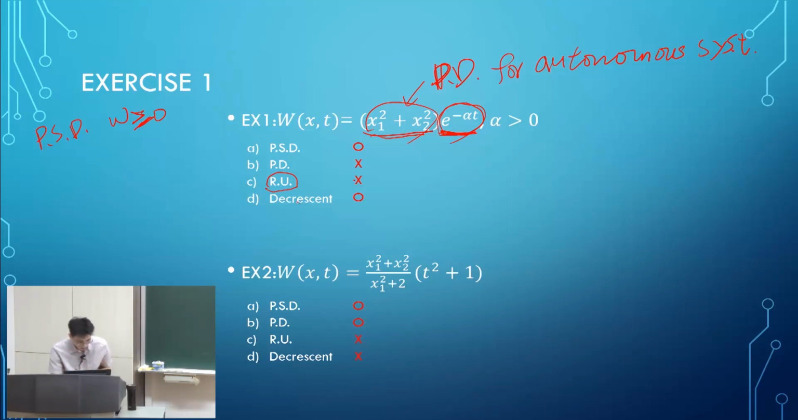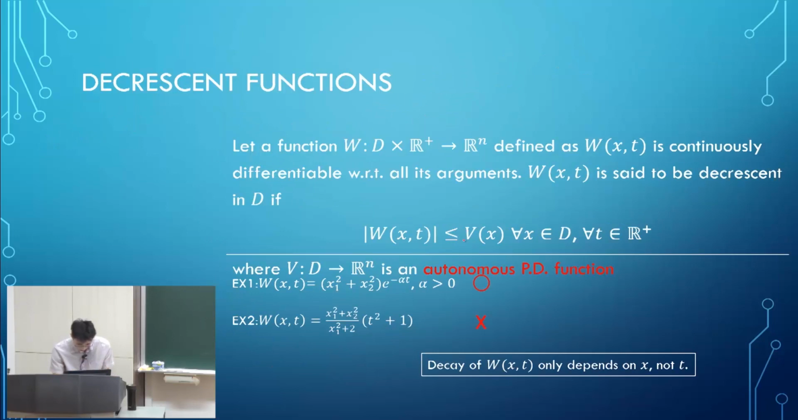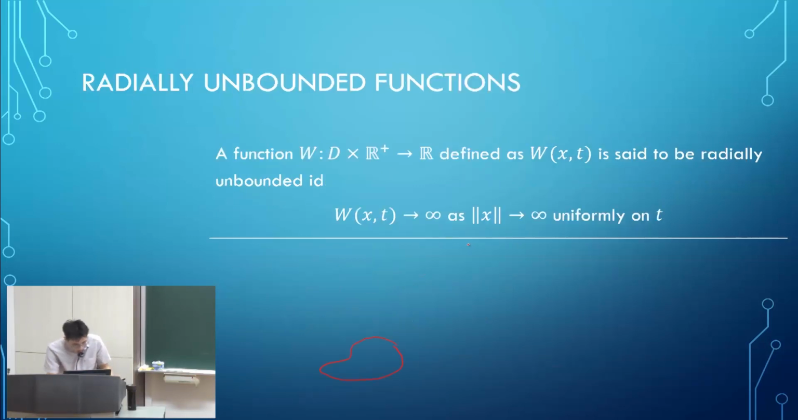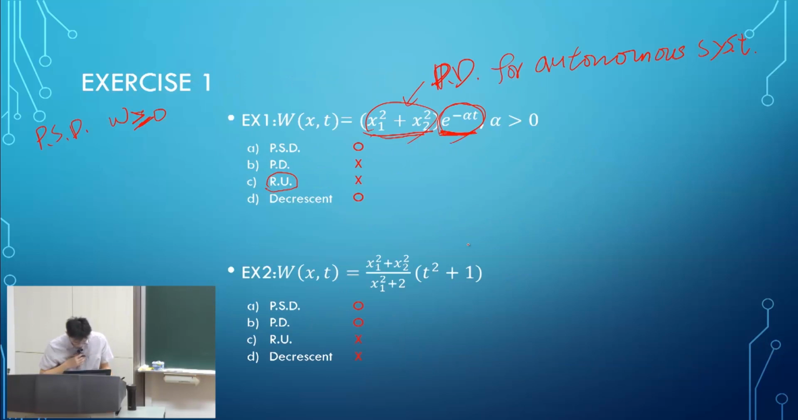For decreasing, it's upper bounded by some non-autonomous PD function. Non-autonomous because there's no time element here. So the way to check this is, again, divided into two parts. The first part is this, and the second part is this. Is W(x, t) upper bounded by a PD function? Yes, it's upper bounded by this because of this part. The maximum value of this part is 1 and it decays to 0 as t goes to infinity.